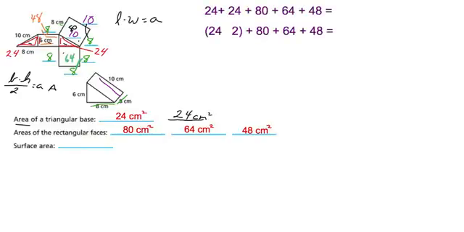Another would be just to write out 24 plus 24 plus 80 plus 64 plus 48, exactly what we've done here, or 24 times 2 plus 80 plus 64 plus 48. So that would be 48 right here, plus 80 plus 64 plus 48. And when you add all that together, you come up with 240. And then we have to remember to label it correctly, which would be 240 centimeters squared.